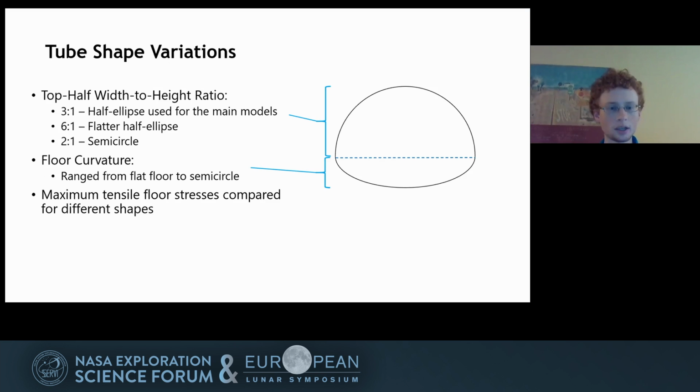I also did some model variants using different tube shapes. I changed two aspects of tube shape, which were the width-to-height ratio of the top half of the tube and the floor curvature. The width-to-height ratio of the top half I changed from 3:1, which was the original shape, to 6:1, which was a flatter version, and 2:1, which was a semicircle. And the floor curvature I ranged from a flat floor to a semicircular floor. And I found the maximum tensile floor stresses for these tubes of different shapes and compared them.